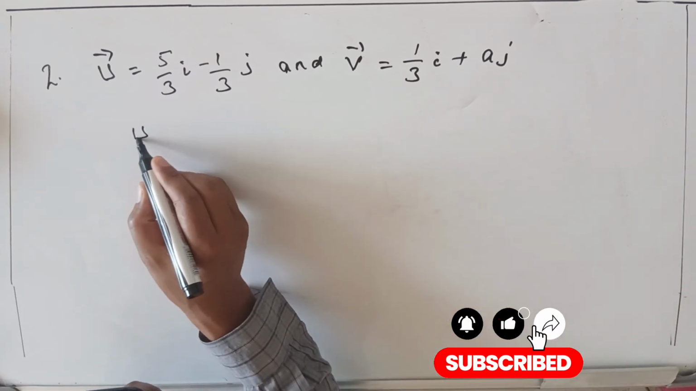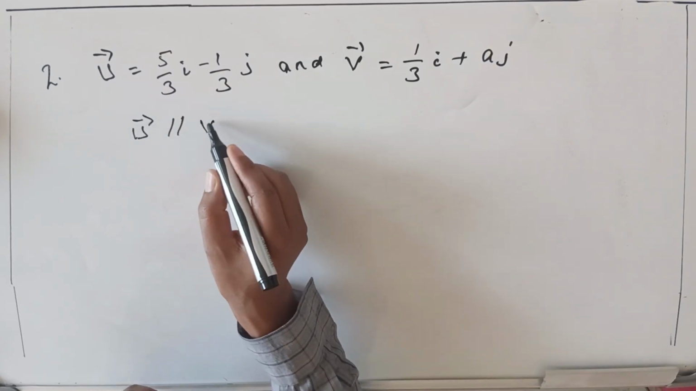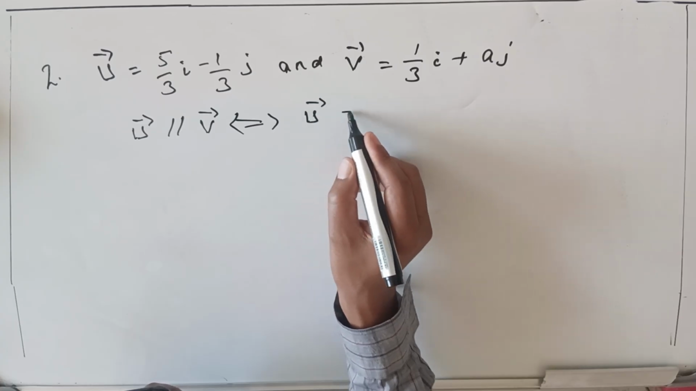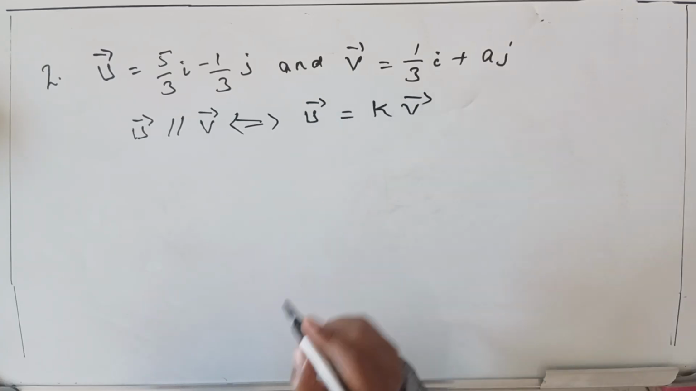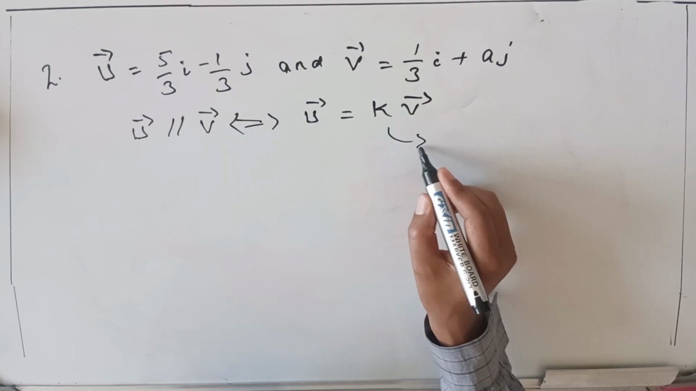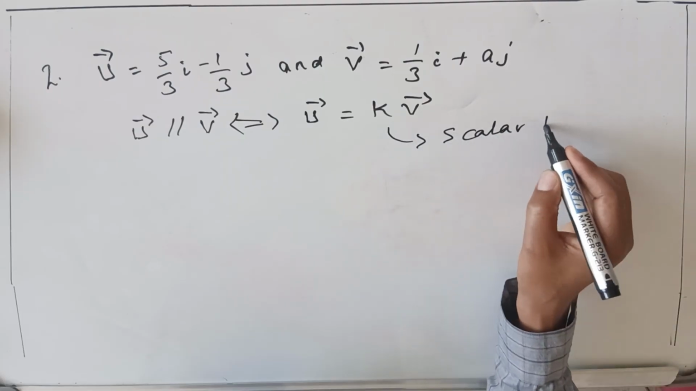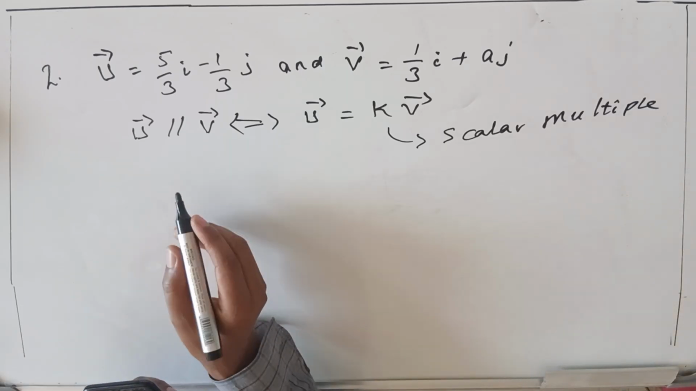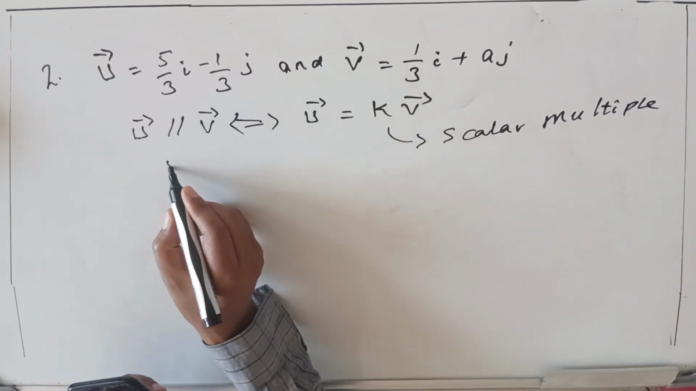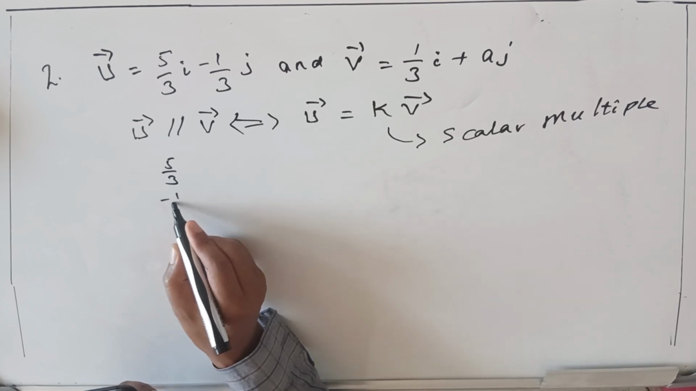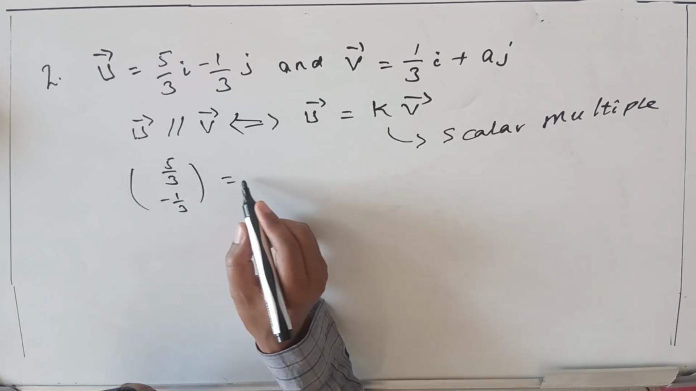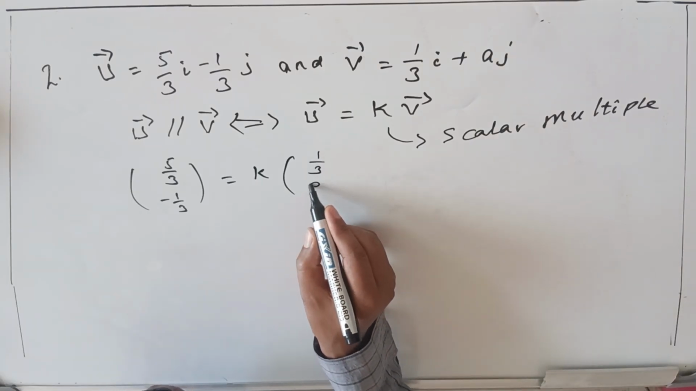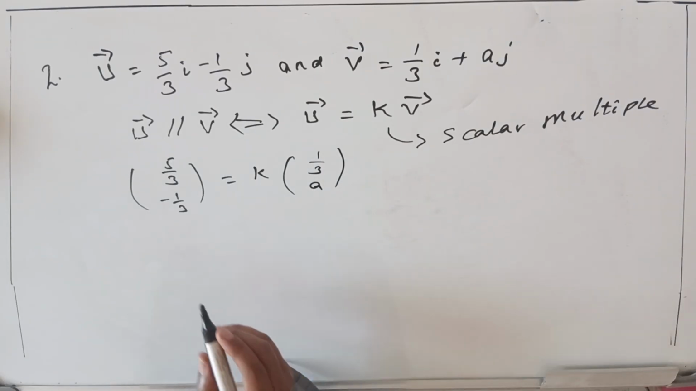That means vector U is parallel to vector V if and only if one is a multiple of the other. That is, vector U is equal to K times vector V, where K is a scalar multiple. So given vector U, let's write it in column form: 5/3 and -1/3, and it is equal to K times vector V, which is 1/3 and A.